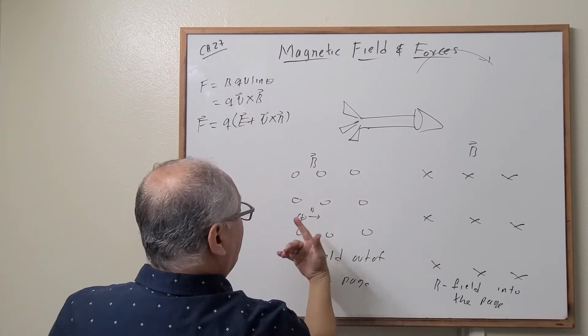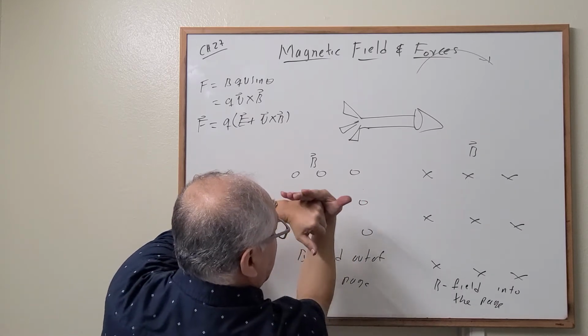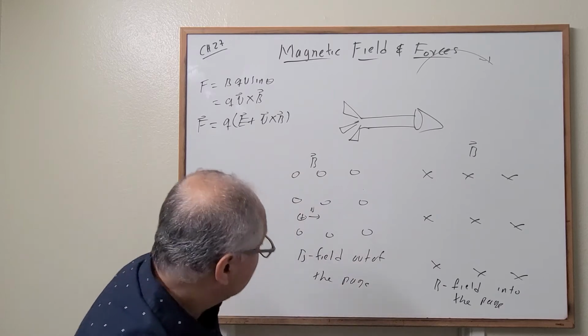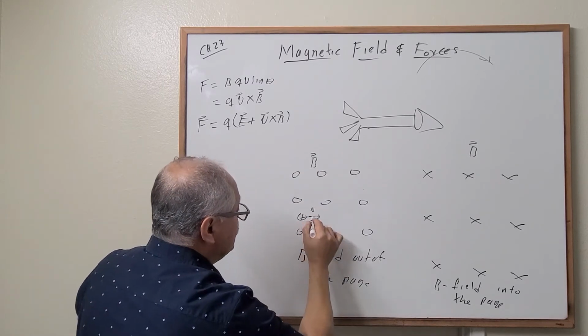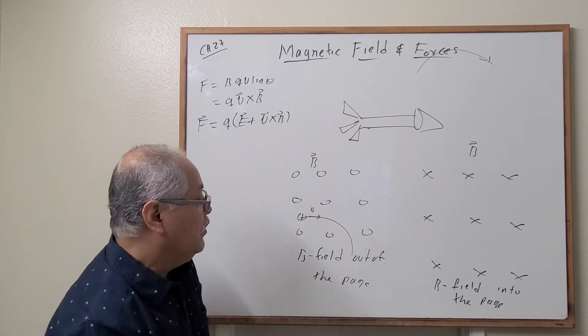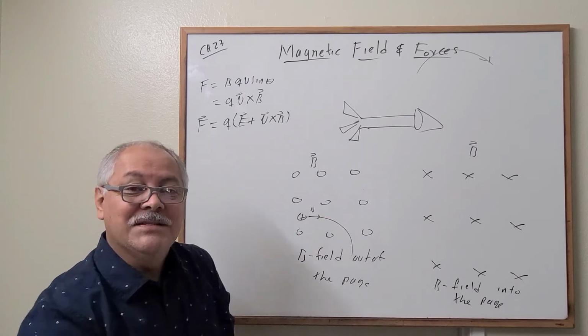What should be the force acting? What should be down, right? Should be down. And then the path for this particle should be a circular path, right, clockwise.